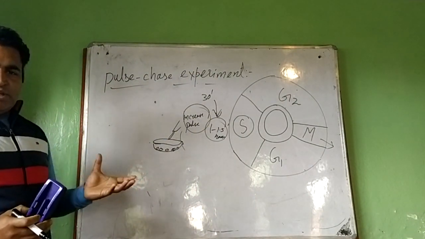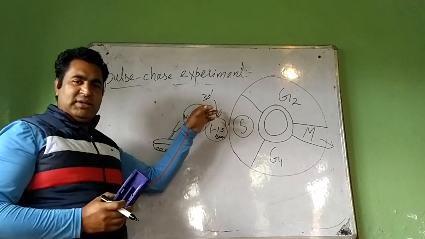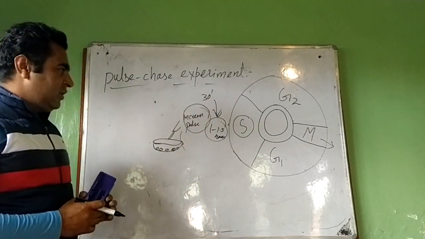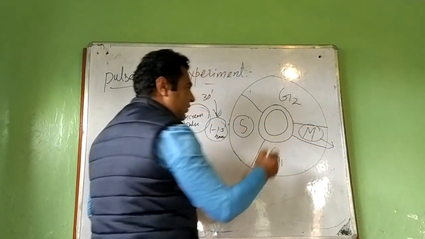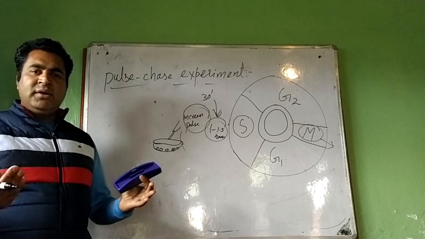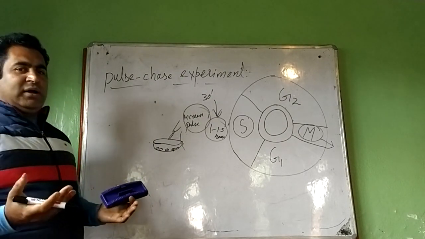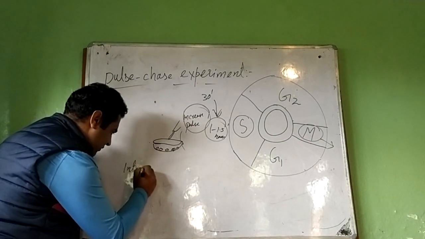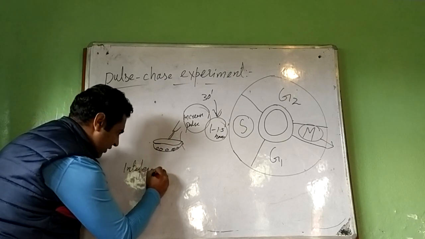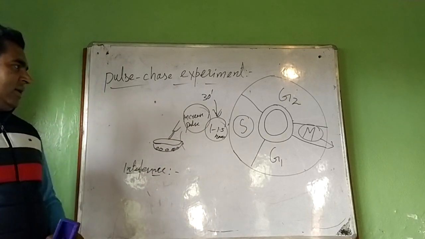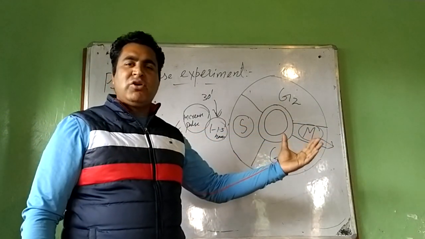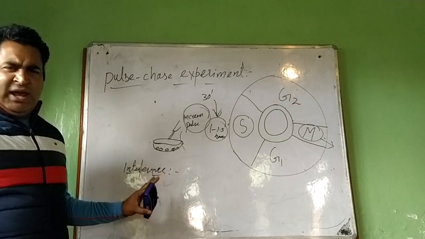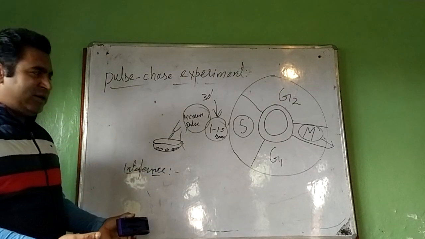Contrary to this expectation, it has been found that if you increase the pulse from 30 minutes, half an hour, to 1 and 1.5 hour duration, still you cannot find any mitotic cell which has radiolabeling, which has incorporated the radiolabeled thymidine. What does that indicate? We can infer from it. Our inference should be that mitotic cells are not incorporating any radioactivity. So no synthesis is happening during mitotic stage. Clear? Because we didn't see any cells which have incorporated radioactivity.